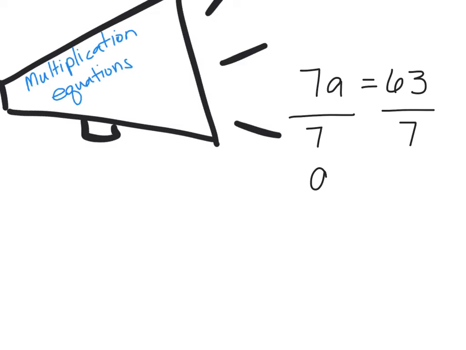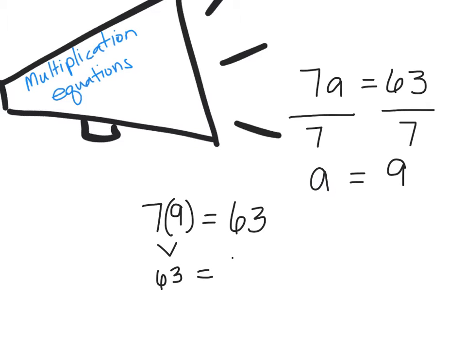7 divided by 7 will cancel itself out, which is 1a or a, and 63 divided by 7 is 9. So if a equals 9, putting it back in our original equation, 7 times 9 equals 63. Let's check. 7 times 9 is 63, which is correct. So our solution of a equals 9 is correct.